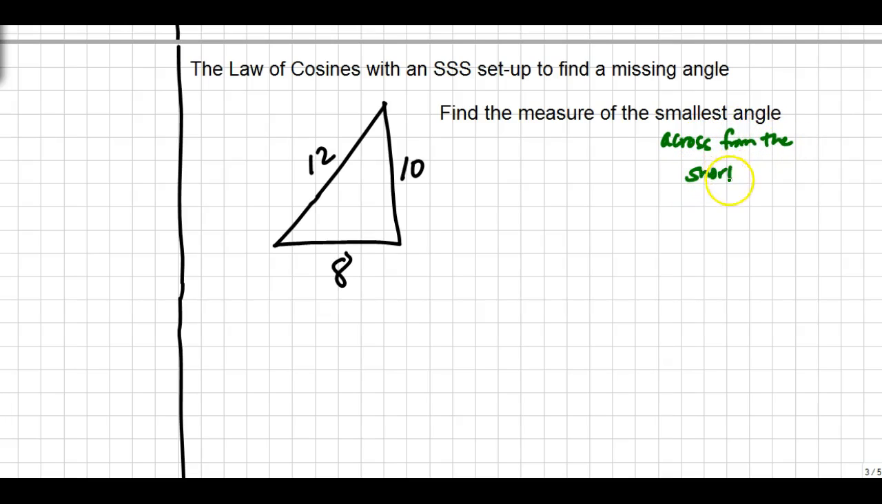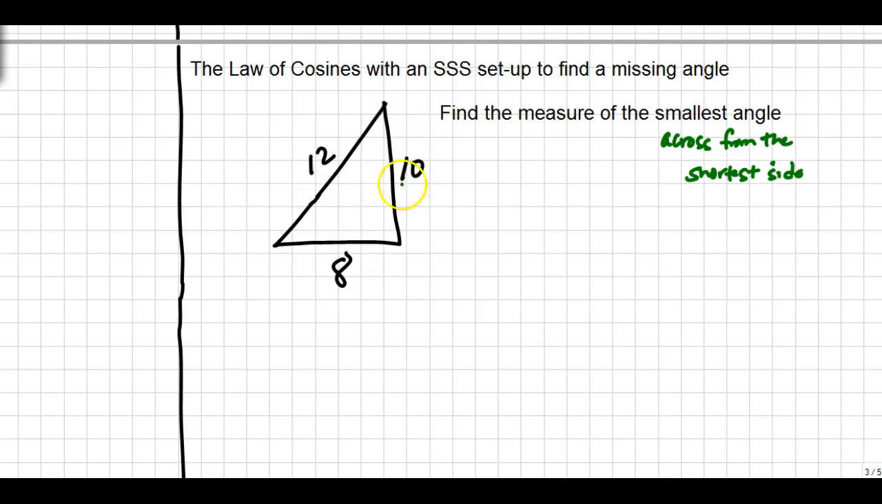And that's true not just for this triangle, but for any triangle. The shortest side and the smallest angle are always across from each other. That's also true of the largest angle. The largest angle is across from the longest side. So if they ask you to find one of those two, hopefully you can identify it now in your picture.